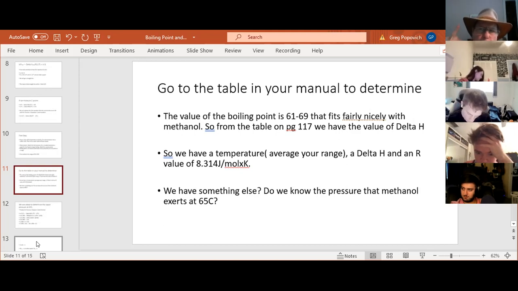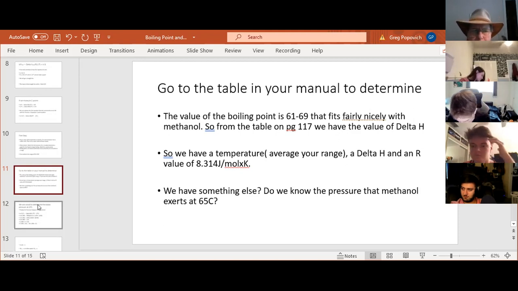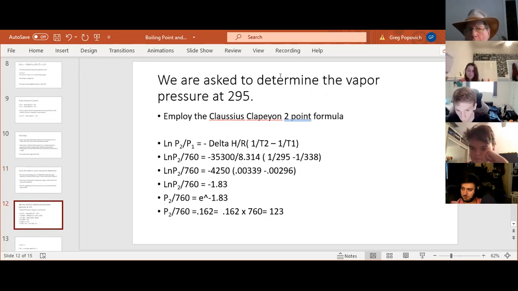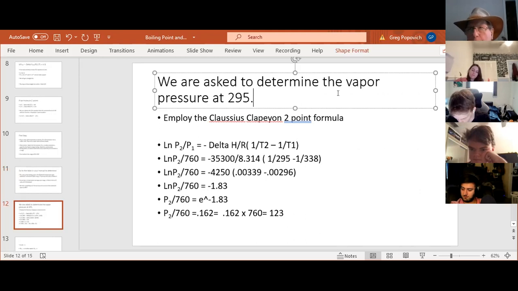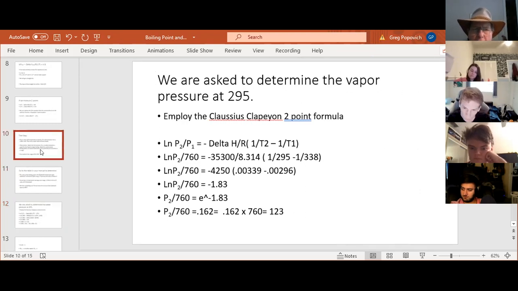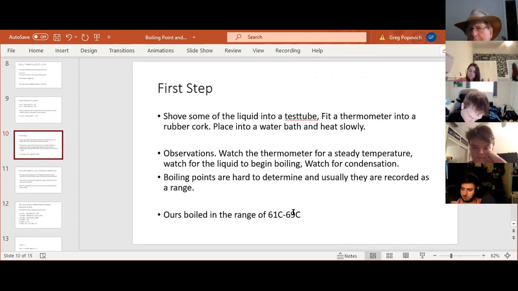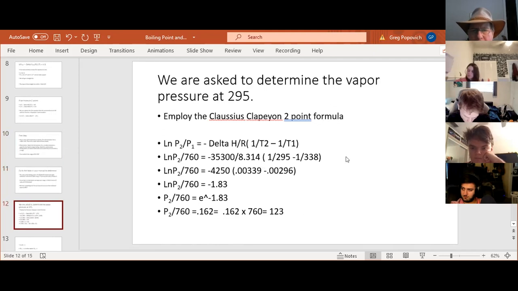So we know one temperature and one pressure. What the question is going to be asked is, what is the vapor pressure at another temperature? So we're asked at this point, what is the vapor pressure at 295 Kelvin? We already know our average boiling point is 65. So we add that to 273 and we get 338. So we looked in our table and found out what the heat of vaporization is. And that turned out to be 35.3 kilojoules per mole.